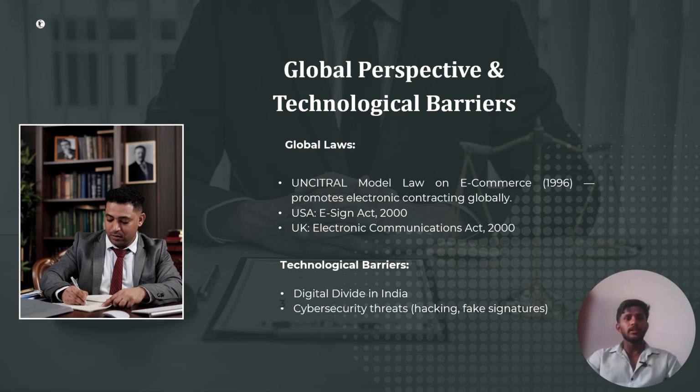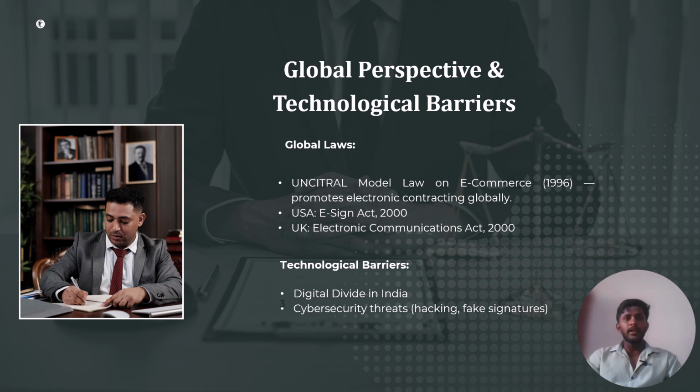Our second one is the USA E-Sign Act 2000, the Electronic Signatures in Global and National Commerce Act. In the USA, the E-Sign Act gives electronic signatures and electronic contracts the same legal effect as handwritten signatures and paper contracts. The Act says a contract cannot be denied just because it is electronic. It helps boost online banking, online shopping, and other digital businesses in the US by building trust in electronic transactions.